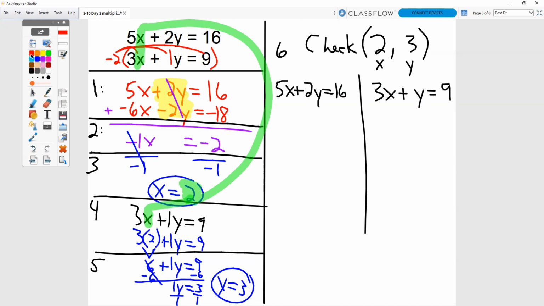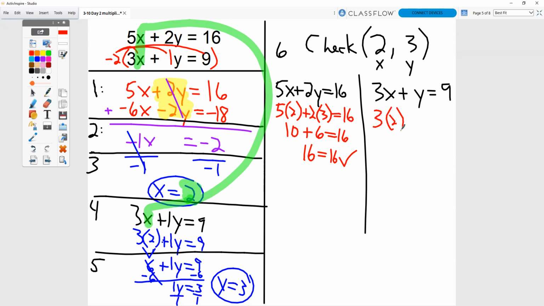So subbing them in. Instead of 5 times x, I have 5 times 2. Instead of 2 times y, I have 2 times 3 equals 16. 10 plus 6 equals 16. 16 equals 16. It checks.